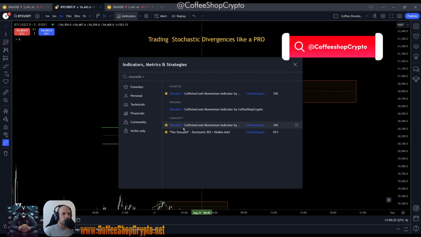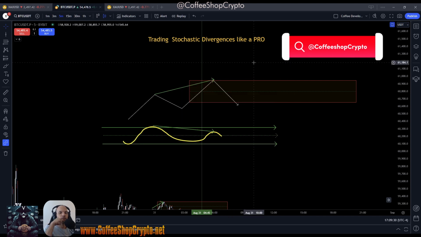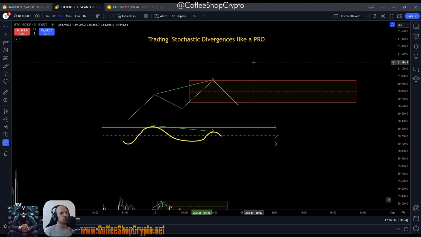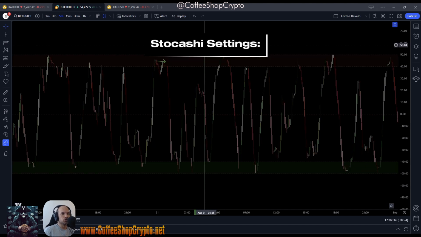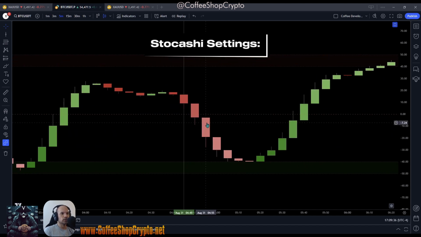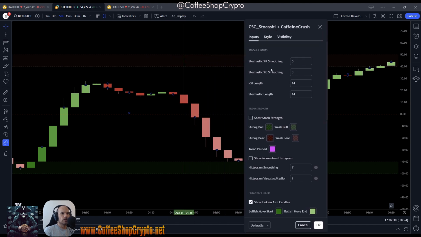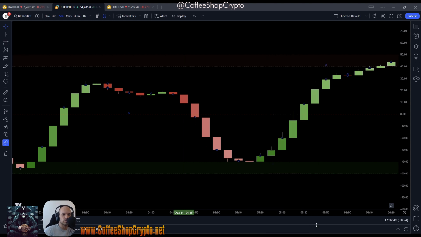So do me a favor, add it to your chart, add it to your favorites, and let's get a move on, right? What we're going to do is I'm going to show you the settings real quick, okay? You're going to bust it open, and you're going to go to the K, D, and these two lengths. You want the 5, 3, 14, and 14. Everything else, you could turn off except for the candles themselves. That's it. Okay, that's it.